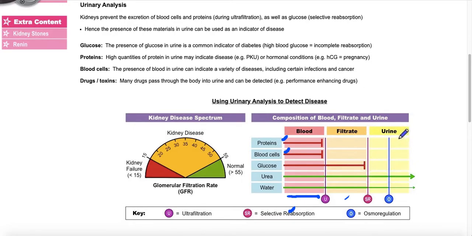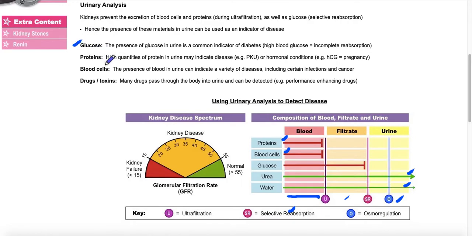So then that means that your urine, right, the urine that gets released should only contain urea and water mostly, right? And the amount of water, of course, and the amount of urea is regulated via osmoregulation in the loop of Henle and the collecting duct, okay? So when you find certain materials in the urine that shouldn't be there, right, that is an indicator of something happening, right, or something being wrong. So let's look at these materials.